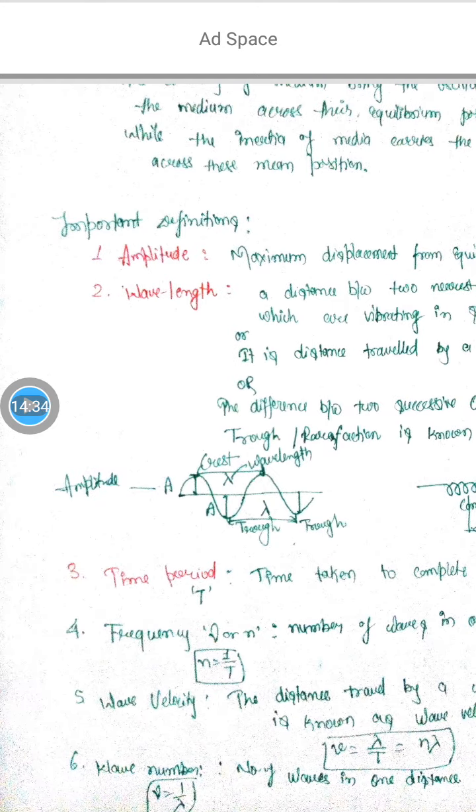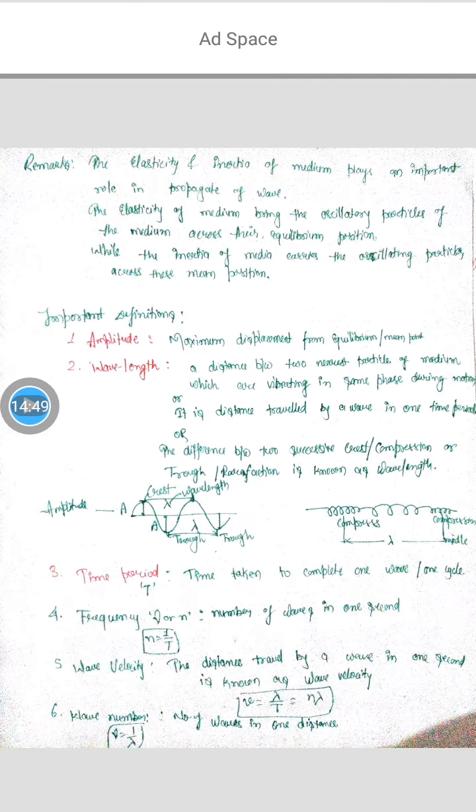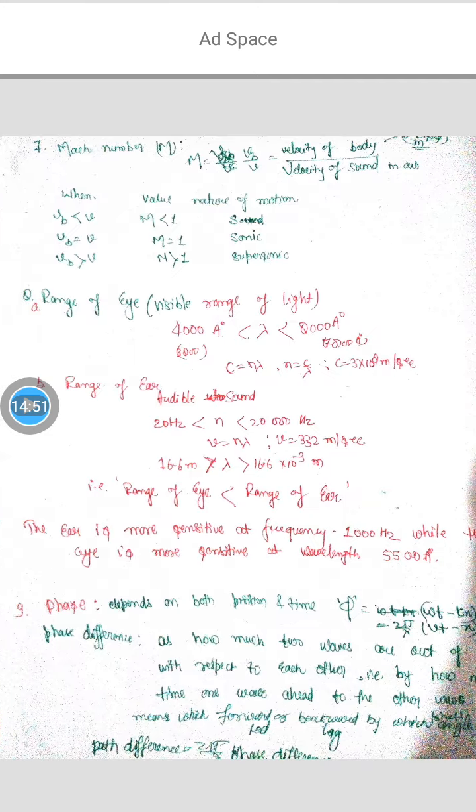So what is the wave number? The number of waves in one unit distance. It is equivalent to the inverse of the wavelength, and that is known as the wave number simply. Okay, let's see a different slide.